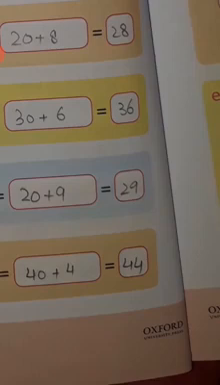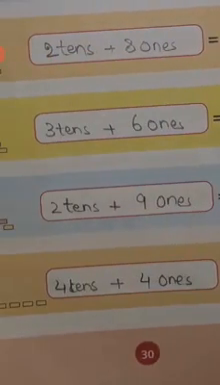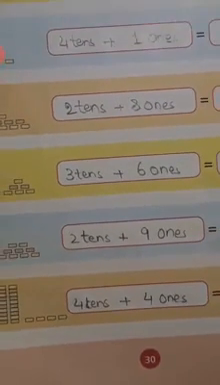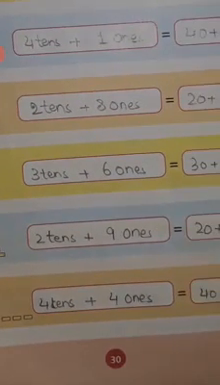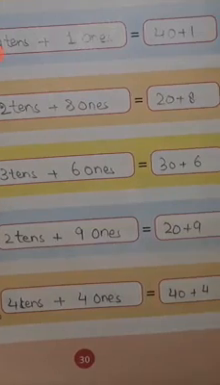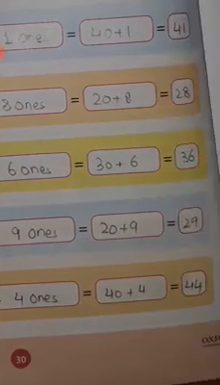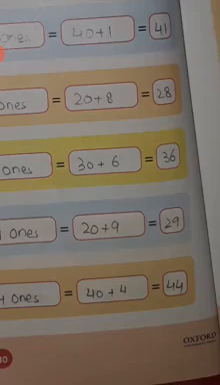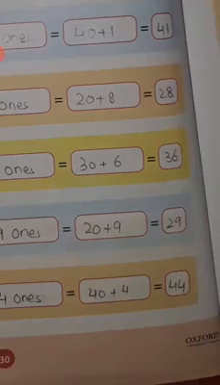Let's count. 40, 41, 42, 43 and 44. So, there is one more easy way to solve this question. 4 tens and 4 ones. 4 tens, 40, 4 ones, 4. Then we have to add, so 4 and 4, 44.